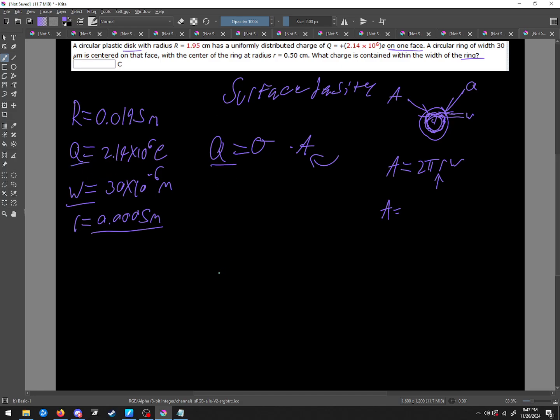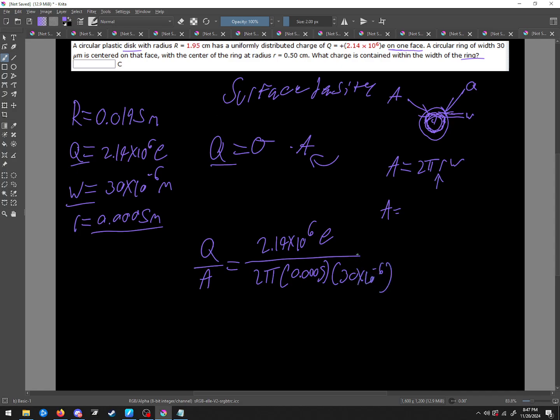That's given here. So we can already start saying that Q over A is equal to 2.14 times 10 to the 6th E, and then down here, it's going to be 2 pi times 0.0005 times 30 times 10 to the negative 6. I'm getting 22.7.